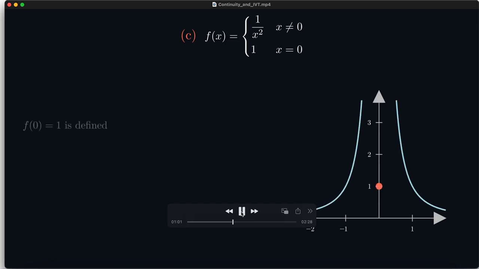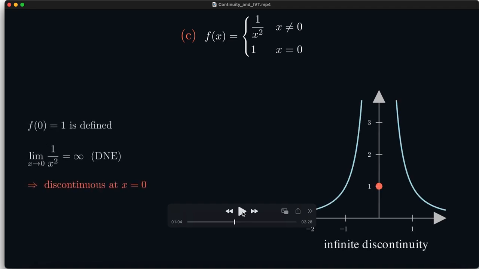In this case, everywhere is okay except at 0. So the function is defined at 0 to be 1, but the problem is that the function everywhere else blows up at 0, going to infinity. So the function is defined, but the limit is infinity, which is not a number, so that limit does not exist. So therefore, because the limit and the function are not the same, this is also discontinuous. Again, only at 0. When x is 0, the function is not continuous, but everywhere else, the function is continuous.